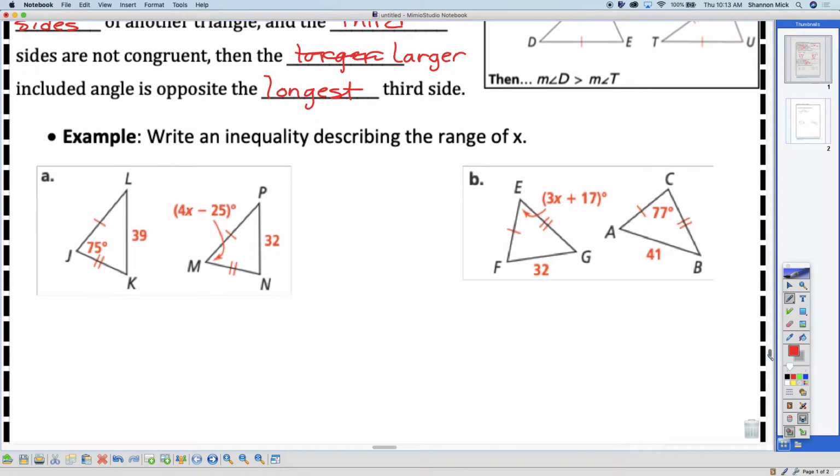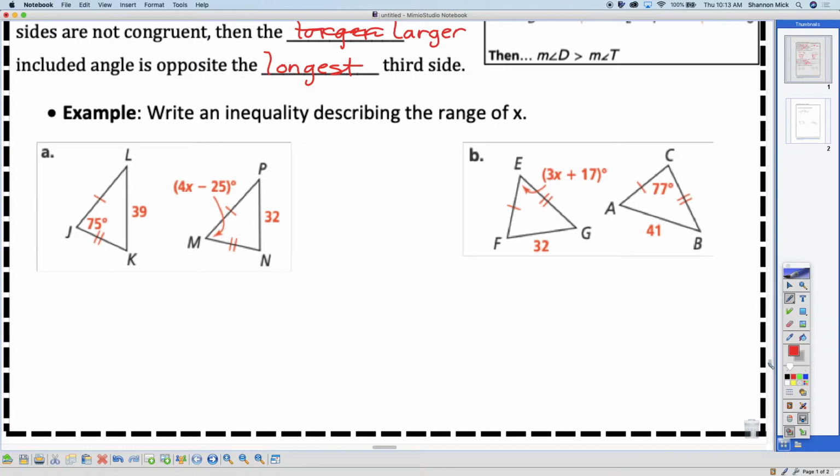Okay, so it says write the inequality that describes the range. So I know that JL is congruent to PM and JK is congruent to MN. So I know also that LK is bigger than PN, don't I? Yeah. So I have 39 and I have 4x minus 25. Which one is bigger? Oh, that should have been not 39, it should be 75.